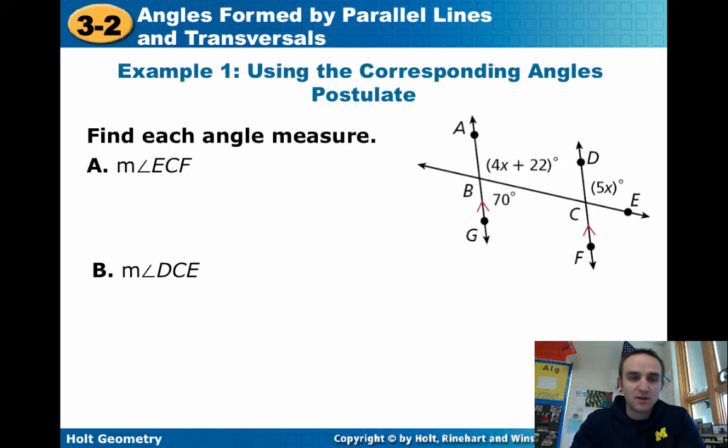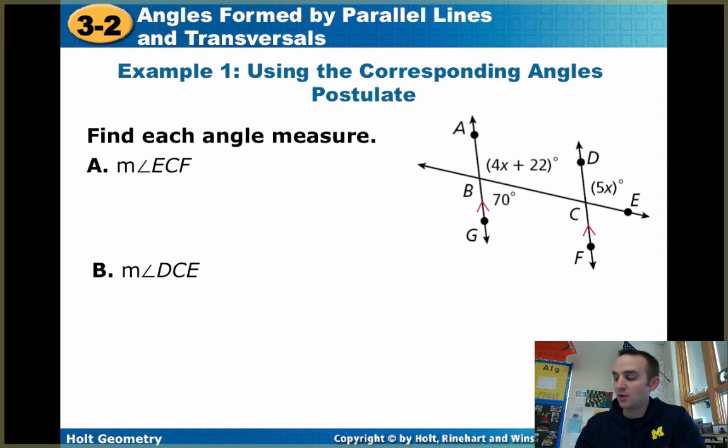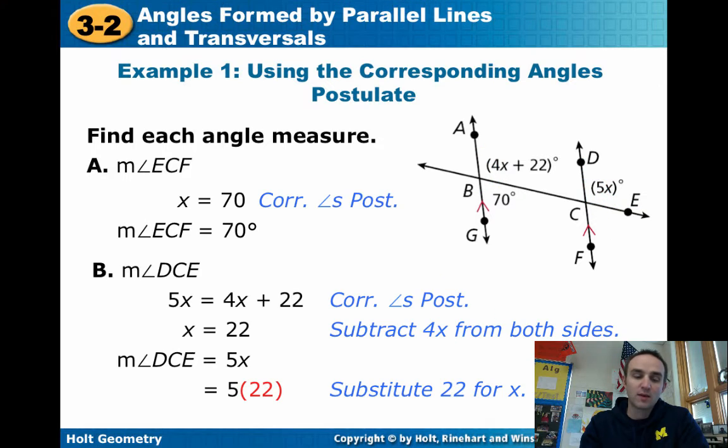Using that, we can find the angle measure. If we're looking for ECF, that's going to be congruent to the other corresponding angle. Since the other corresponding angle, GBC, is 70, then ECF has to be 70. Corresponding angles are congruent. If we're looking for DCE, that angle corresponds to this angle, so we can do 5x is equal to 4x plus 22. Subtract the 4x over and we get x is 22. Once you plug it back in, we get our answer of 110 degrees.